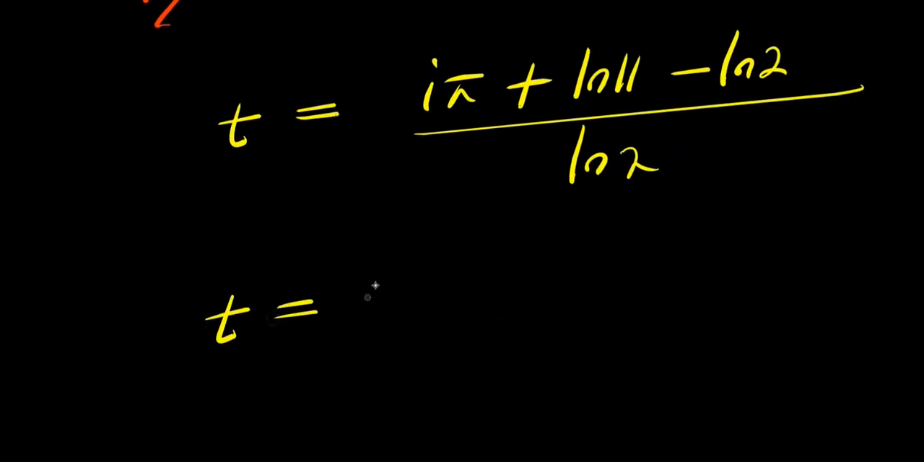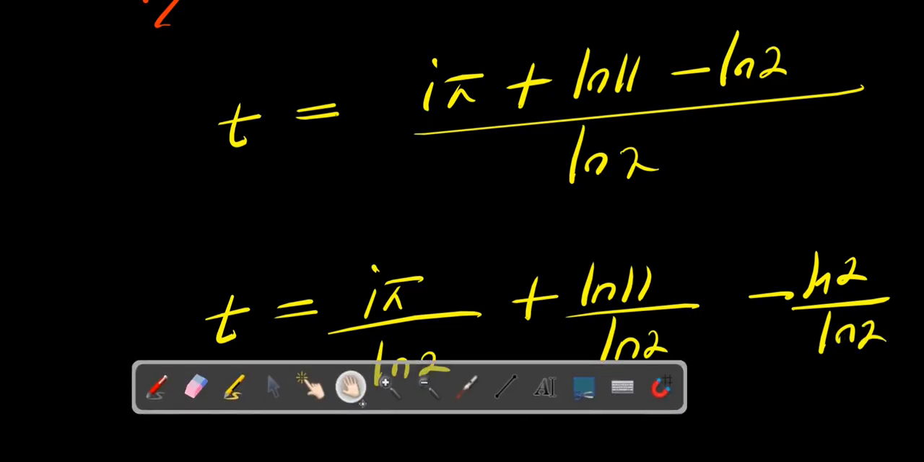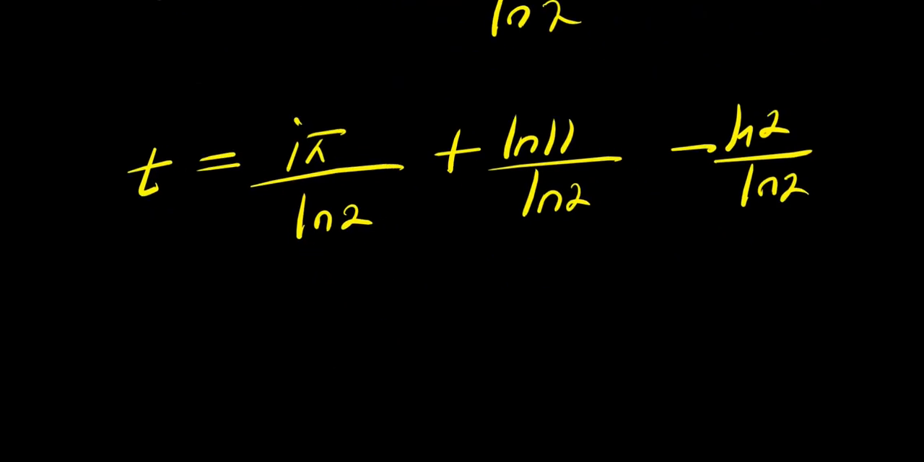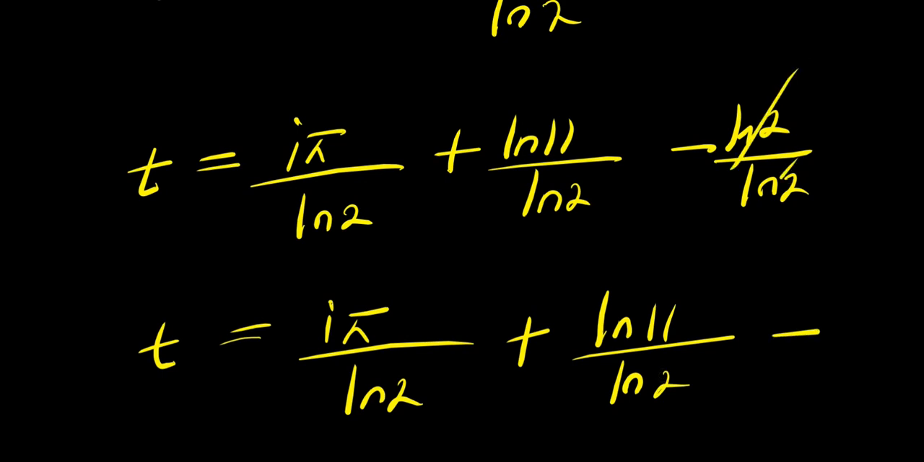From here, I have t equals i times pi divided by natural log 2 plus natural log 11 divided by natural log 2 minus natural log 2 divided by natural log 2. So from here, we have t equals i times pi divided by natural log 2 plus natural log 11 divided by natural log 2 minus, this cancels this, we have 1.